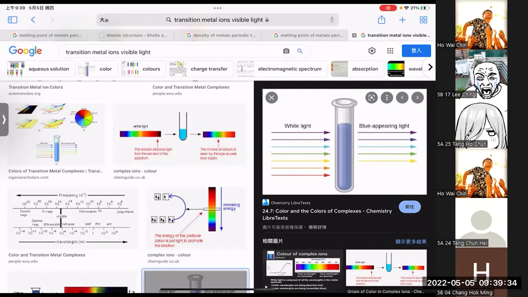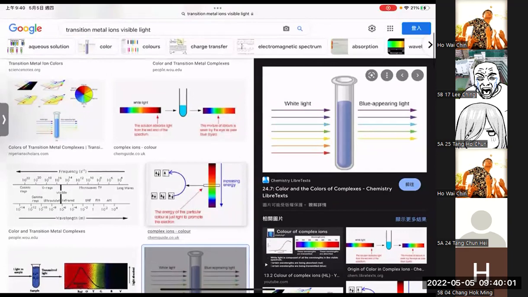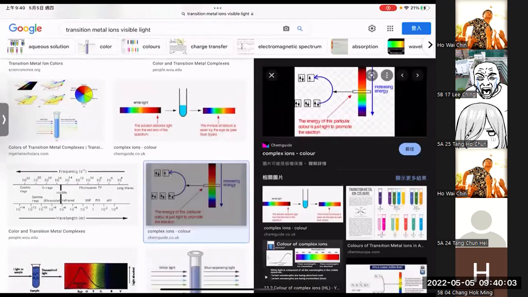In other words, what is meant by those hidden arrows? Some arrows disappear, right, after passing through the light. What's the meaning? Some energy of that frequency will be absorbed. Do you understand? The frequency of it will be absorbed by the solution. And you may find this diagram will help.